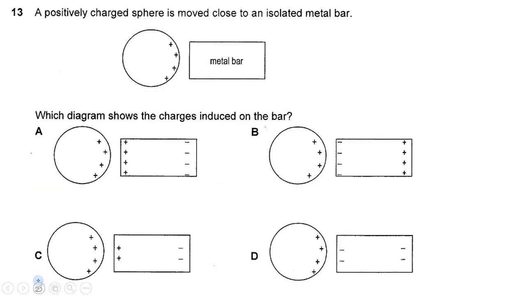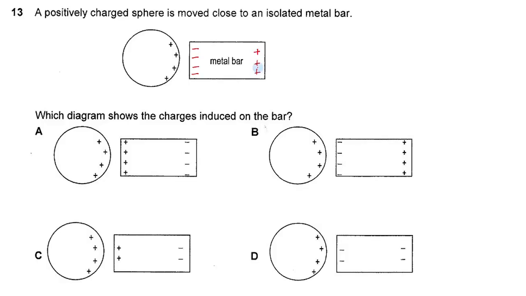So here, this is question number 12, which says a positively charged sphere is moved close to an isolated metal bar. This is positively charged, this is not charged. As usual, there is a total number of positive and negative charges, but when they bring this with a positive, it will attract the negative this way, and then leave this side with only positive.